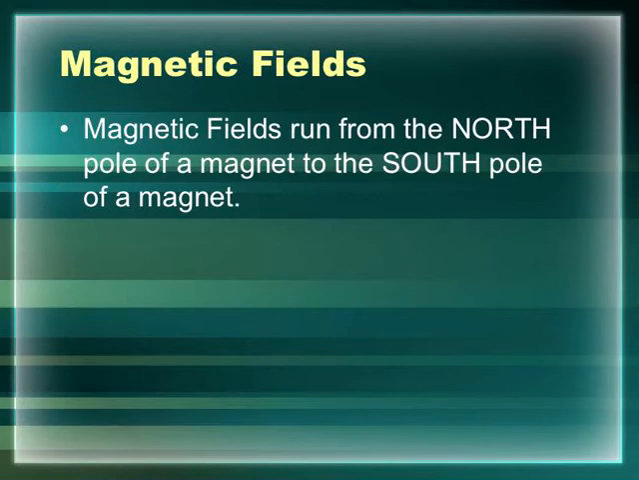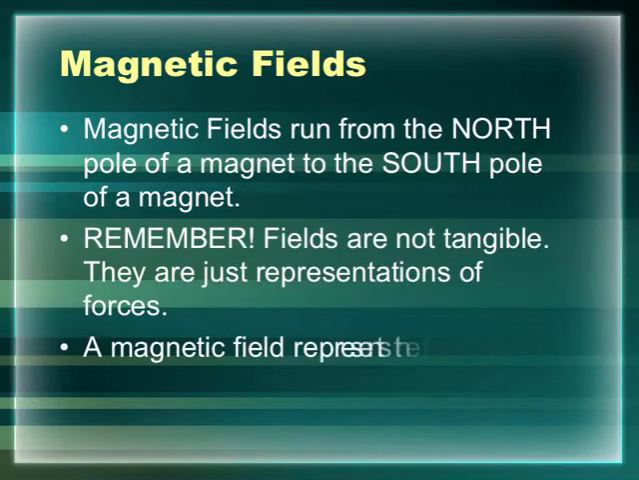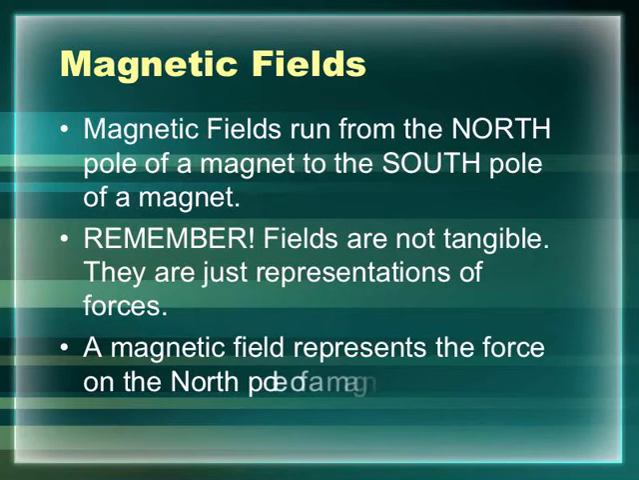Since the arrows are pointing toward the south end, that tells me, guys, that those arrows represent the force on the north pole of a magnet. So the arrow of the magnetic field line represents the force on north.